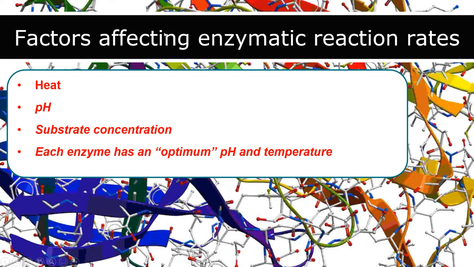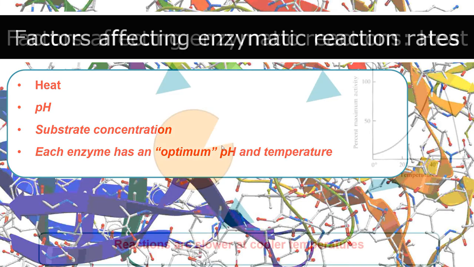So the factors that affect enzymatic rates, just like proteins, are going to be heat, the pH, and then also substrate concentration, right? Because if you put more substrate on there for it to act on, it's going to create more product. And what we're going to find out is that each enzyme has an optimum pH and temperature. It's specific, right? And usually that's because they're built for certain conditions.